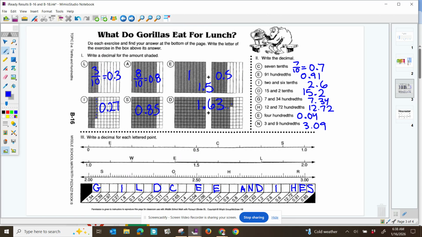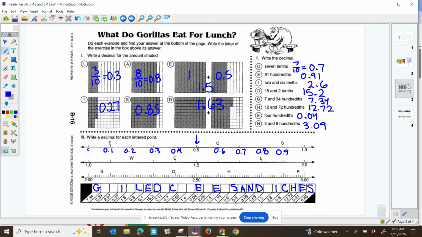Okay, so now let's look at this one. If this is 0 and this is 0.5, then this is 0.1, 0.2, 0.3, 0.4, 0.6, 0.7, 0.8, 0.9. So E is 0.1. C is 0.6. And S is 0.9.